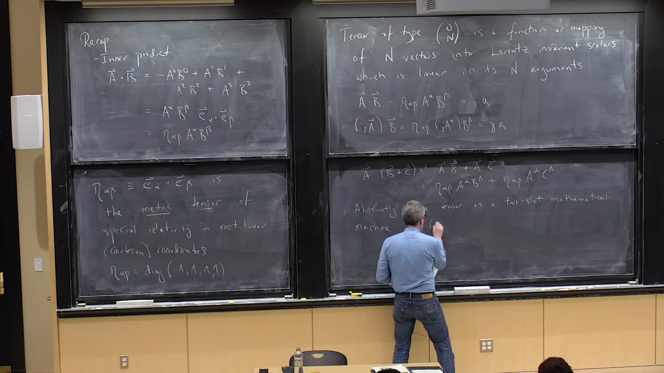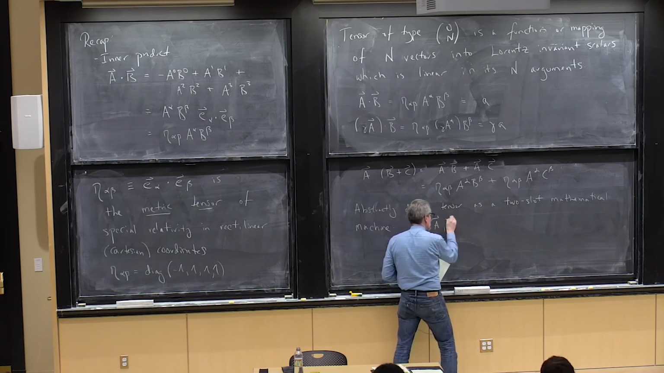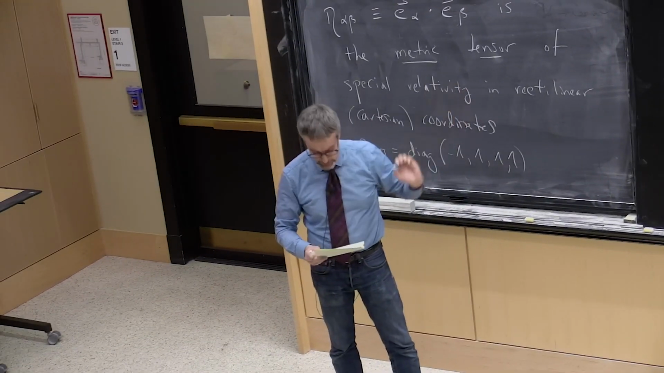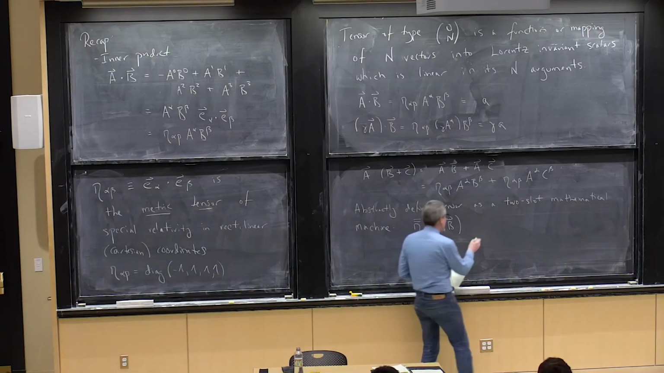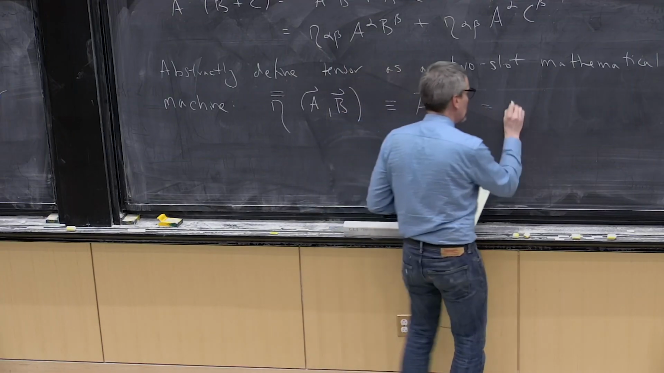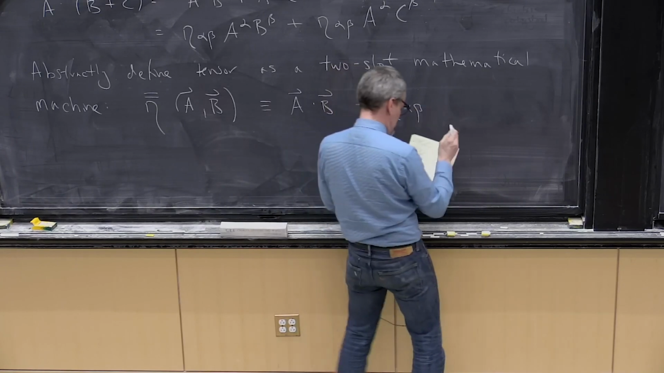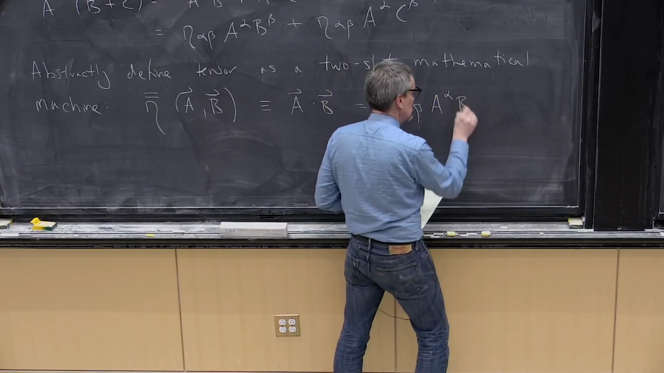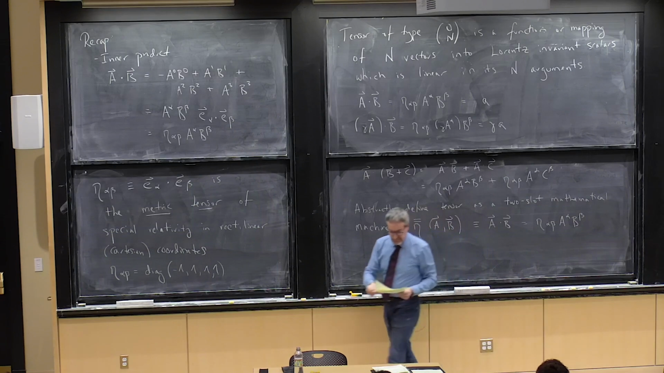So if I imagine this with my slots filled with these, it's got two slots associated with it. I fill it with those two vectors. That is equivalent to saying A dot B, which is equivalent to it in this component notation, something like this.